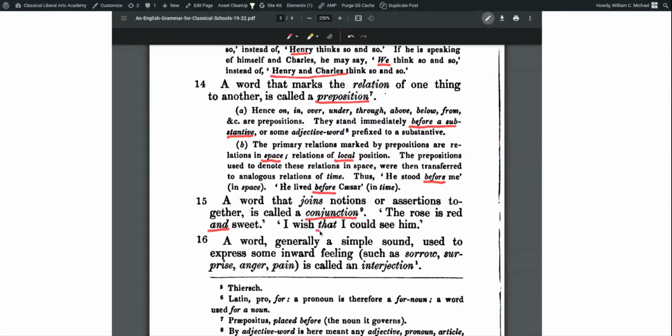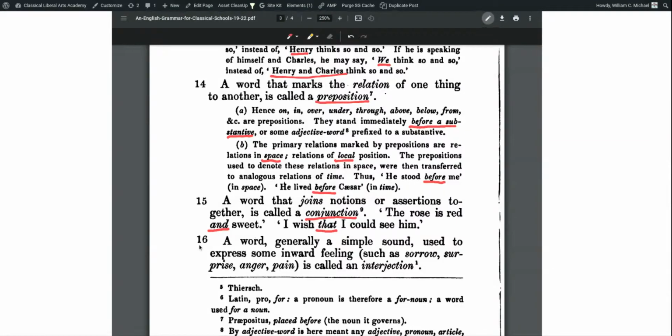I wish that I could see him. Here, that is a conjunction because it joins these two verbs, I wish and I could see. That joins these two verbal ideas. So that's a conjunction, a word that joins or that separates. Like, you can have milk or juice. The word or is a conjunction, but it separates the two things. You can have milk or juice. So we'll learn about conjunctions later in grammar.